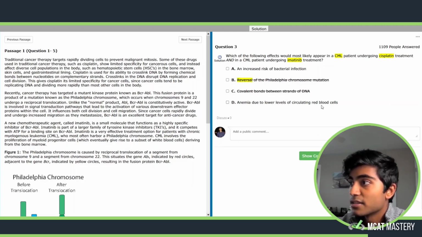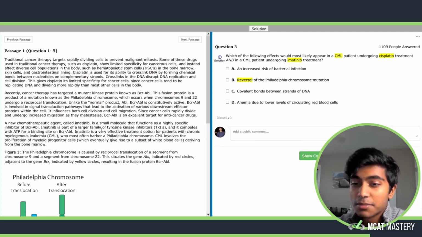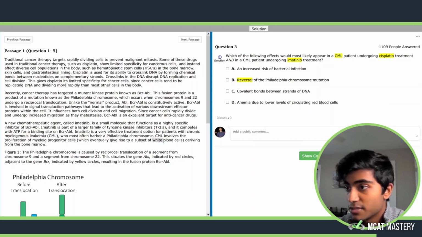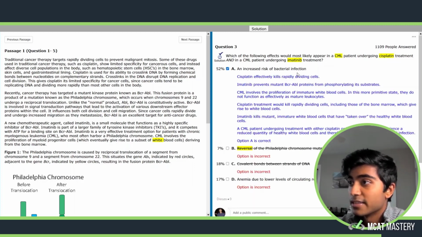Anemia due to lower levels of circulating red blood cells. See, this one is a little trickier because it does talk about the concept of blood cells in general and bone marrow and hematopoietic stem cells, which are all related to blood cells. But being particular about red blood cells is kind of difficult because we don't talk about red blood cells in particular. Although we do mention blood cells, we're not talking about red ones. So the only ones we see in particular are white blood cells. And we see that said here, and we see it mentioned here with the bone marrow. So because there is an effect on white blood cells, because it is leukemia, it is the increased risk of bacterial infection. And that's the right answer.